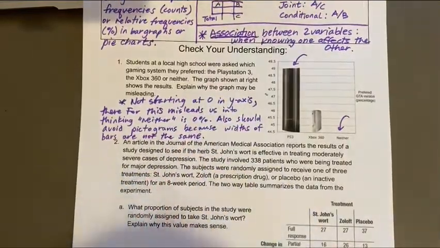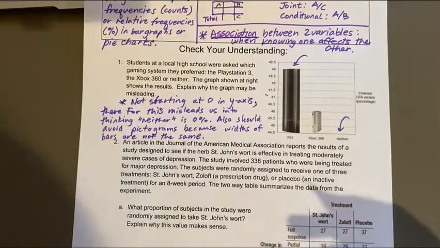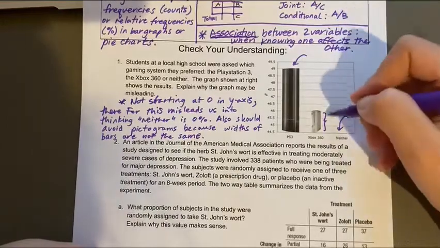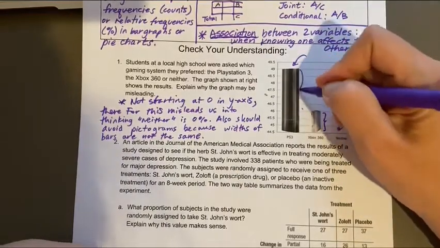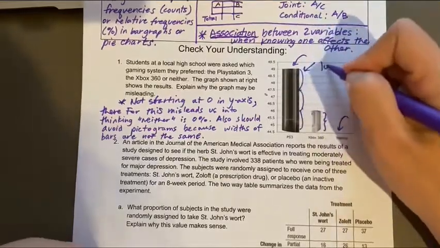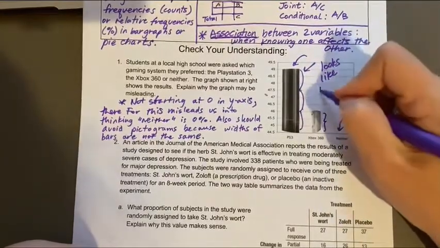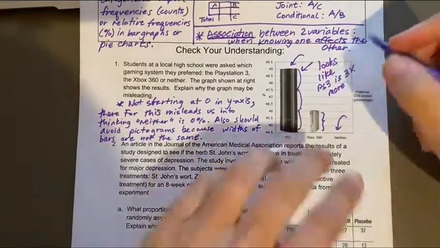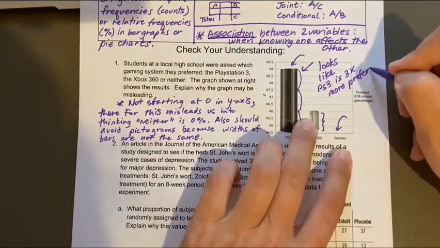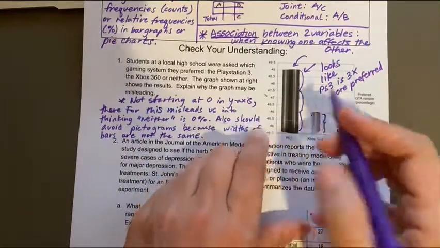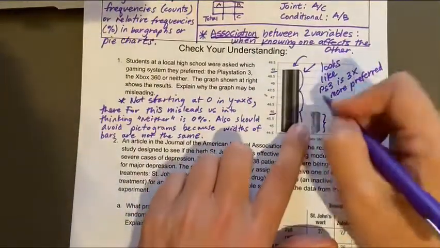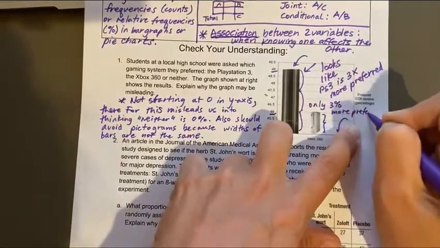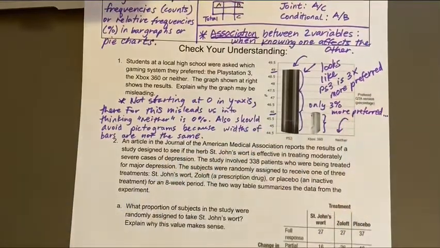Now, another mathematical principle with leaving out a 0, and actually probably the way I would have answered it, is notice how this bar looks about 3 units and this looks 9 units tall. So it looks like the PS3 is 3 times more preferred. But in reality, when I look at the numbers, it's 46 versus 49. So it's only 3% more preferred. See how that's super misleading.